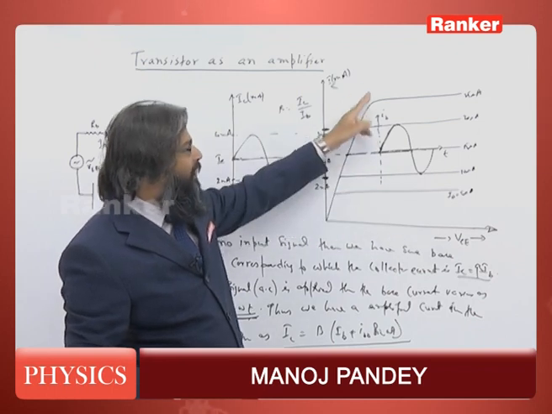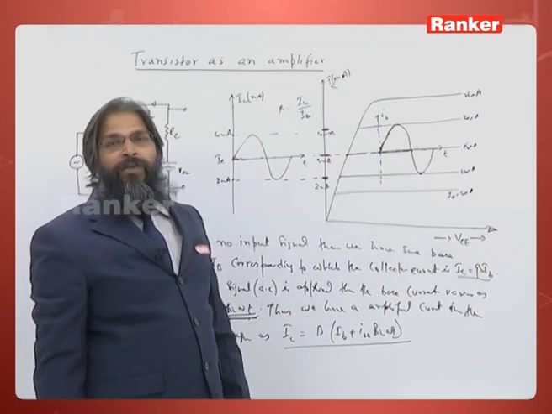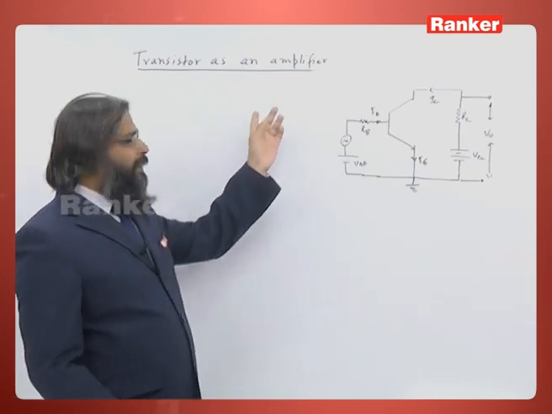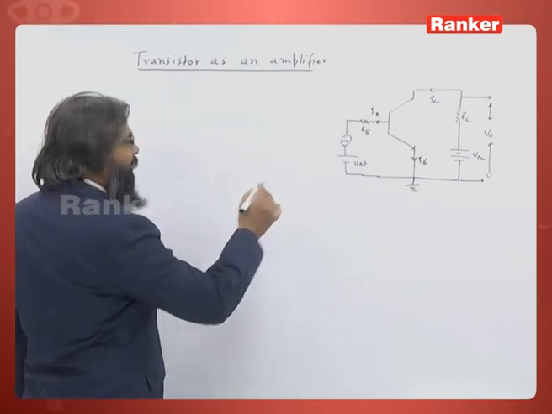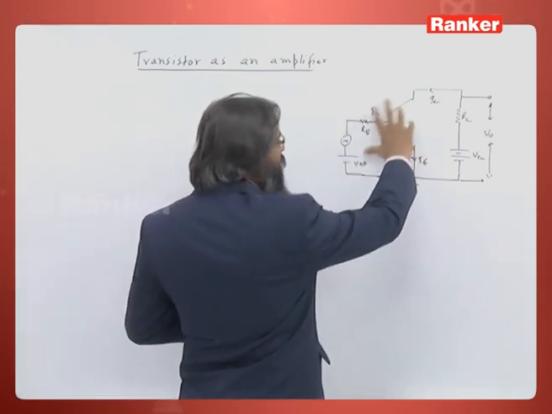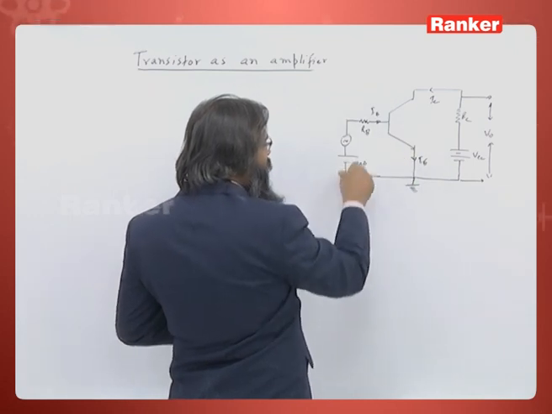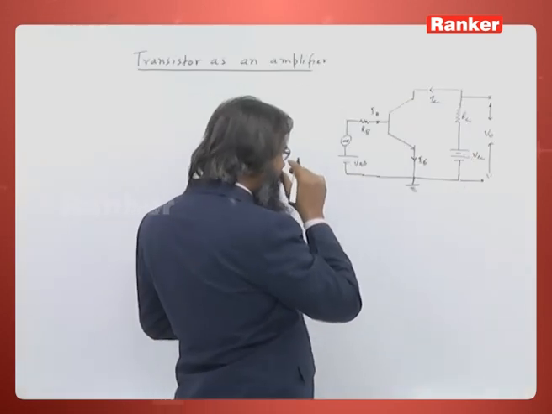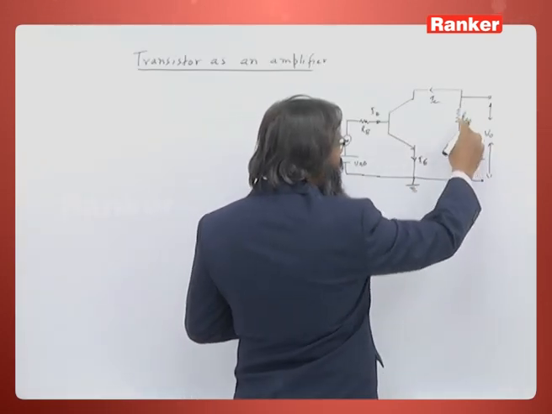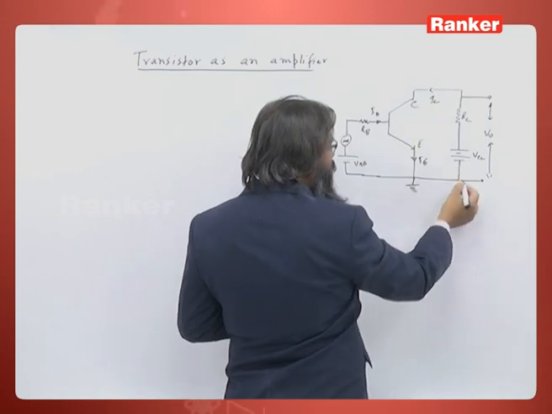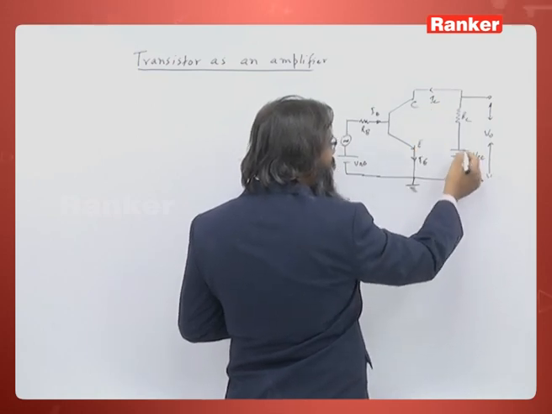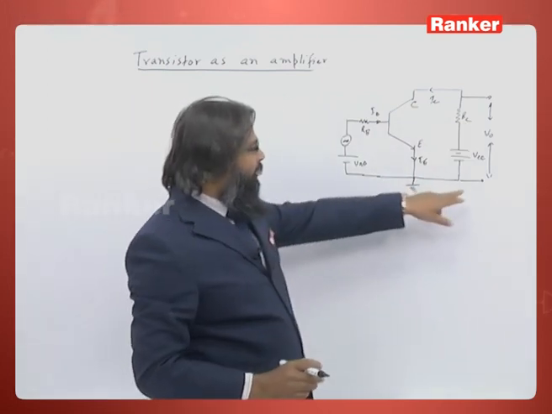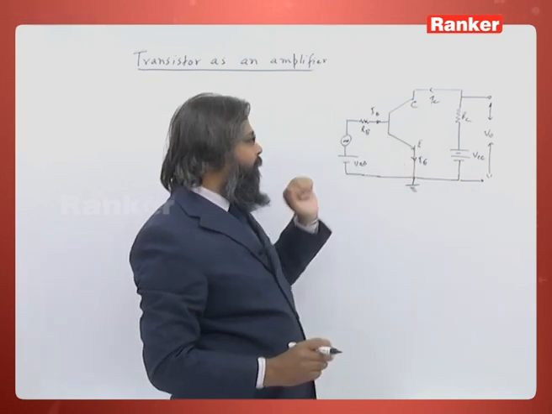If it comes in this region or that region, then amplification will not take place. Now, let us see the working of a transistor as an amplifier mathematically. So, this is the transistor circuit. The input is given as an alternating signal along with a DC bias VBB, and the output is taken across the collector and emitter. Here VCC is the constant bias and this is the RC resistor. So, the output is generally taken across the emitter and collector.